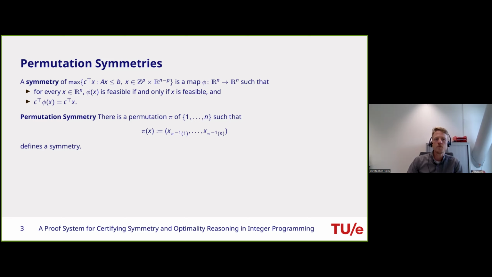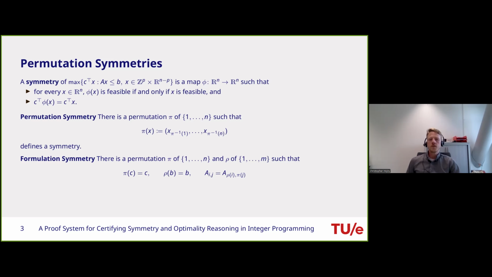This is still a rather generic way of defining it, because if we look at these two defining properties of a symmetry, in particular the first one, phi should preserve the feasibility of a solution. This is in general not very easy to inspect or to detect, because we do not know the set of feasible solutions explicitly. For this reason, also in the setup of automatic proof logging, we will consider so-called formulation symmetries, which are a subset of the symmetries that keep the representation of the problem invariant.